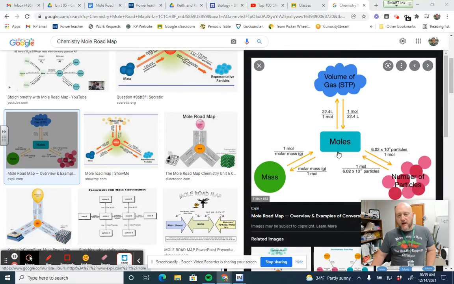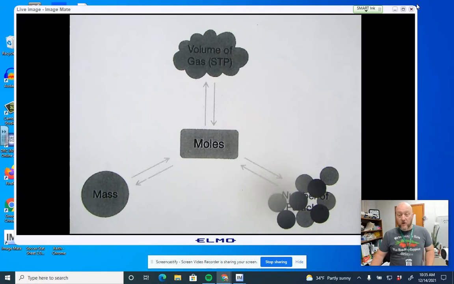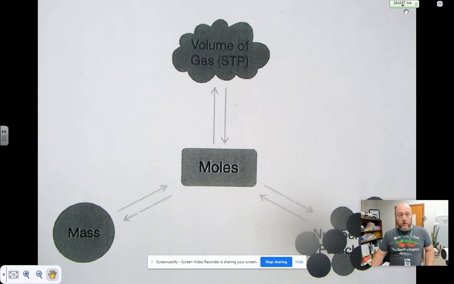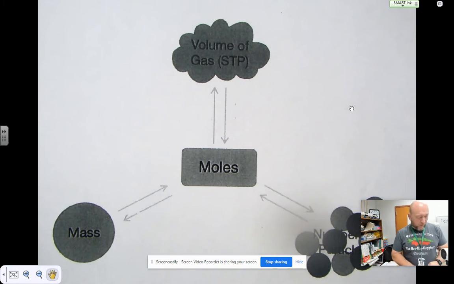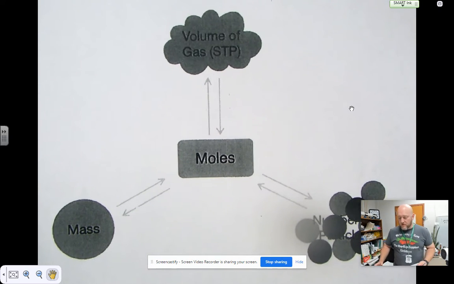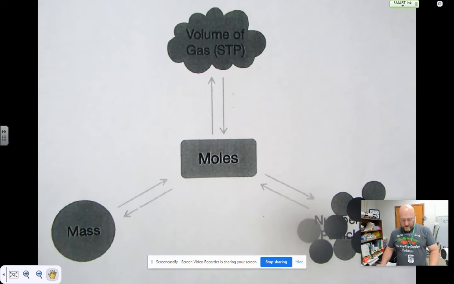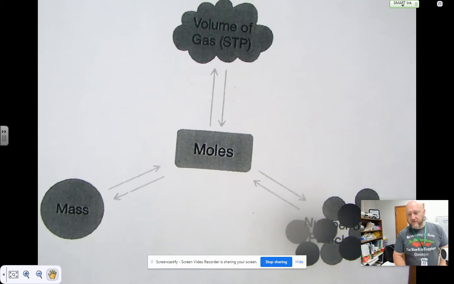Hey guys, so I want to take some time and walk you through another tool that might help with this process of working through some calculations, and that's dealing with a mole roadmap. With a mole roadmap, first of all, on your paper, you want to go ahead and write these down for this first example. We're going to use this as a guide to work through some of the calculations.